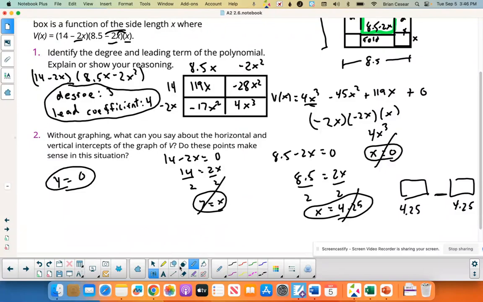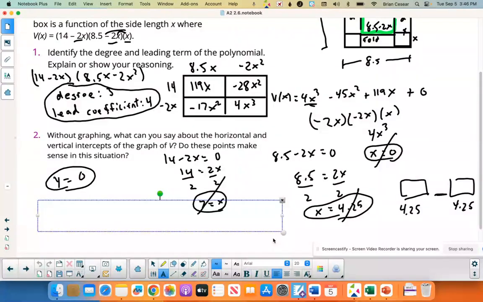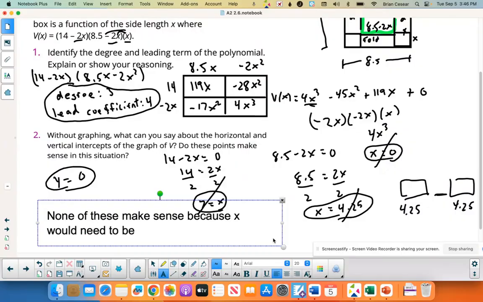So my answer would be, I would just say none of these make sense because x would need to be between 0 and 4.25, not including 0 and 4.25. That way you have enough box left to fold up.